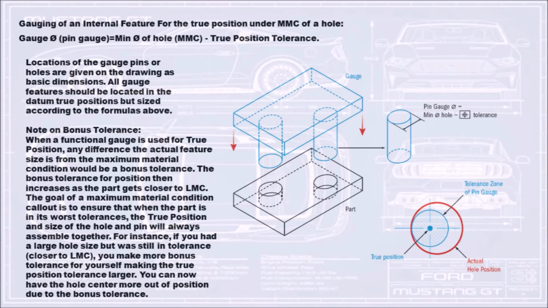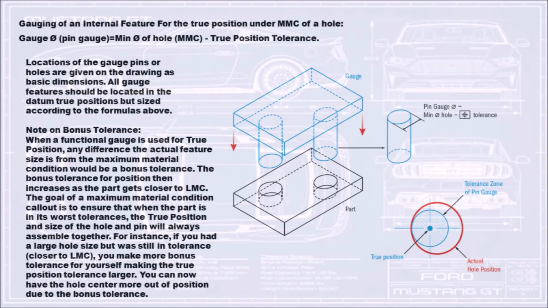Note on bonus tolerance. When a functional gauge is used for true position, any difference of the actual feature size from the maximum material condition would be a bonus tolerance. The bonus tolerance for position then increases as the part gets closer to LMC, least material condition. The goal of a maximum material condition callout is to ensure that when the part is in its worst tolerances, the true position and size of the hole and pin will always assemble together.